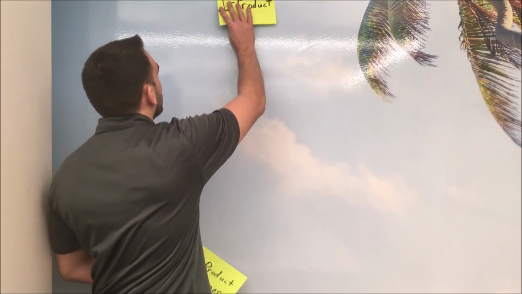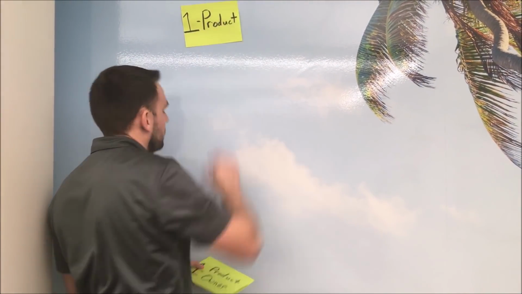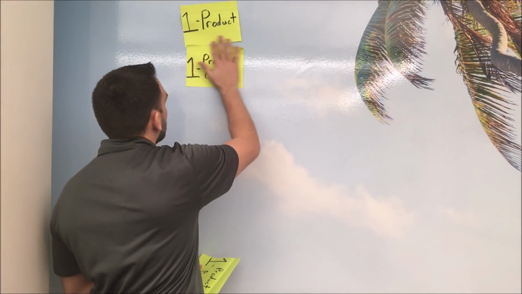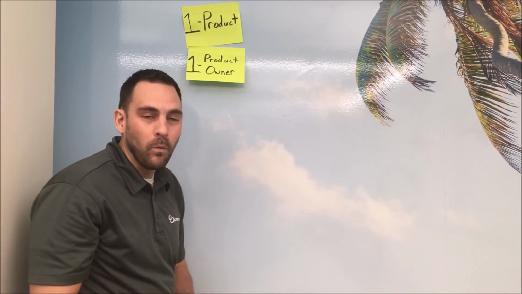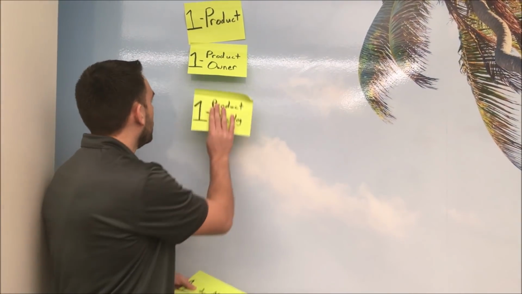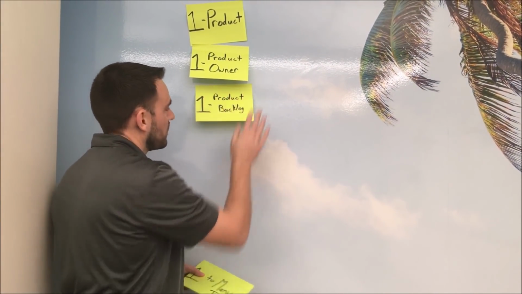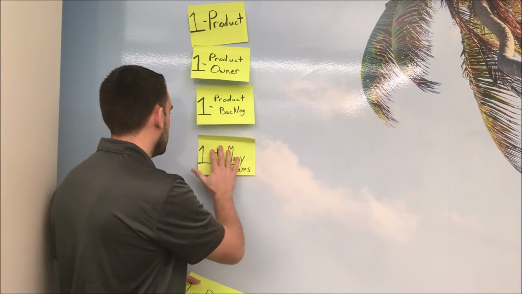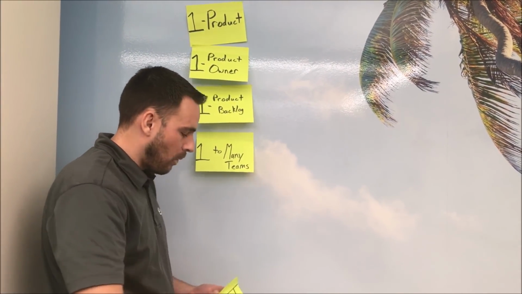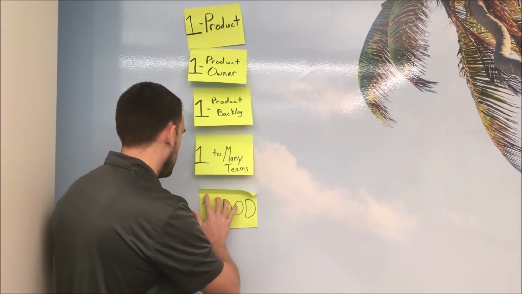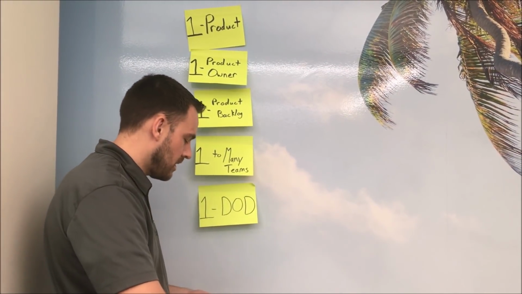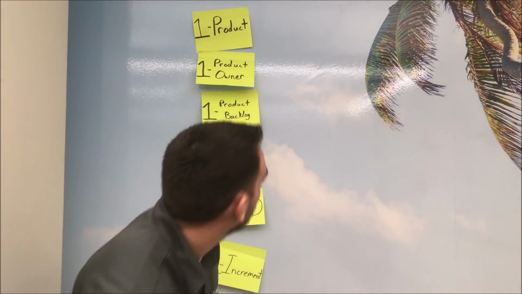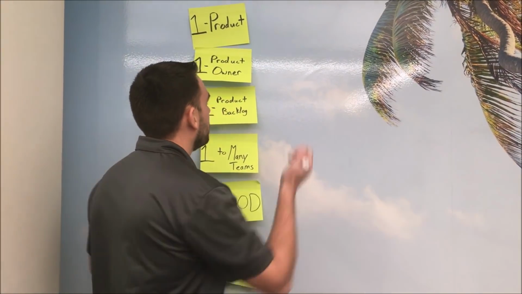First thing, we have one product. Then we must have one product owner. And if we have one product and one product owner, we have one product backlog. We may have one to many teams, one definition of done, and one integrated increment. So what does this actually look like when you draw it out?